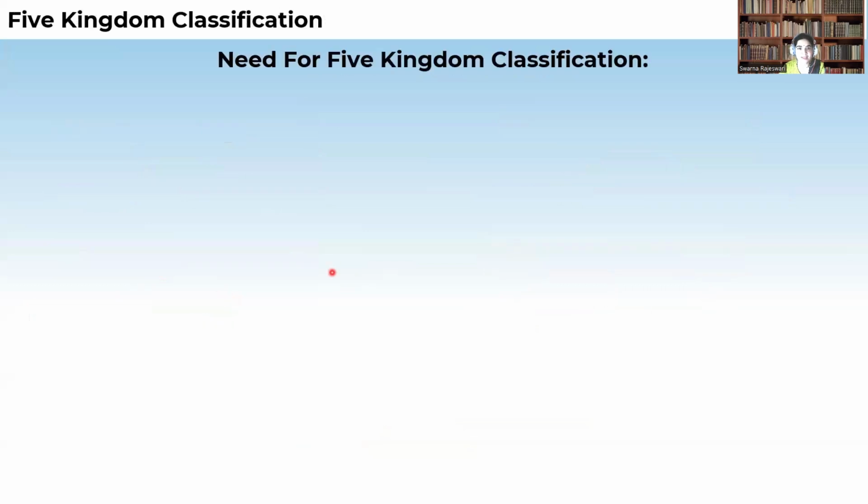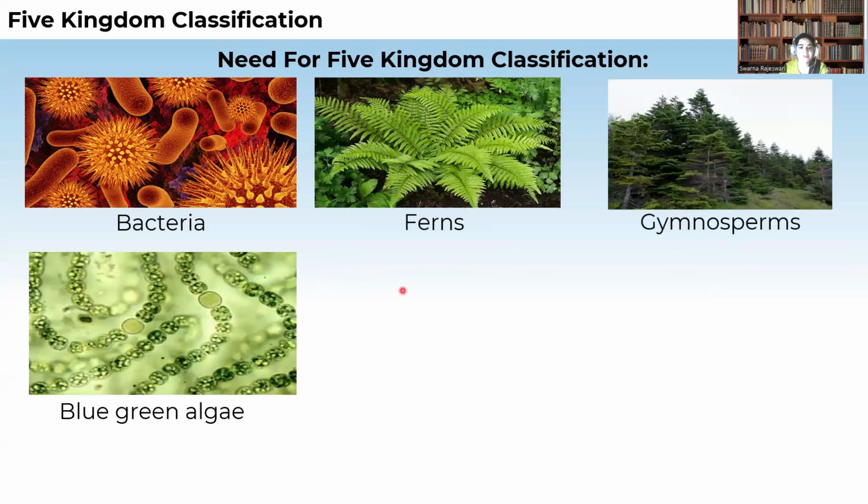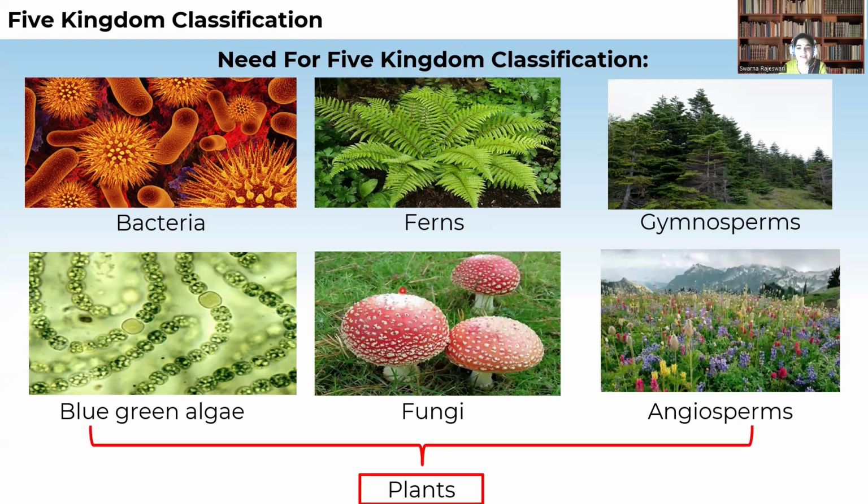So what is the need for this five kingdom classification? Before, we had bacteria, ferns, gymnosperms, blue-green algae, fungi, as well as angiosperms, and all these were included in the plants. But if we clearly see, blue-green algae is a unicellular organism and it contains a cell wall, so it was included in plants. There is a lot of difference between blue-green algae and plants. So again, there is a necessity for classification.